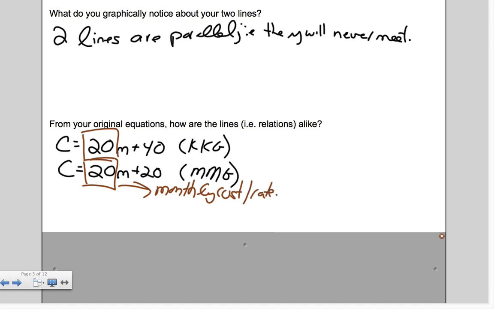But what is that specifically in our equation? We have a special name for that part of our equation. Andrea? Yeah, it's the slope, right? It's that number that we multiply by the independent variable. It's that rate that it constantly changes by. So here we know that the slope is the same.